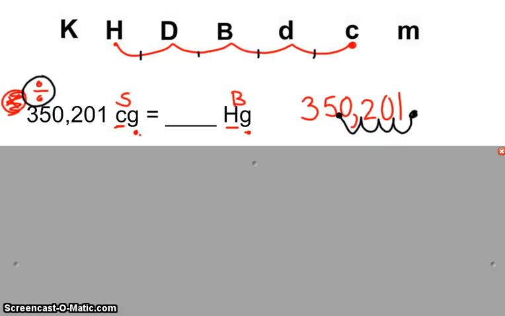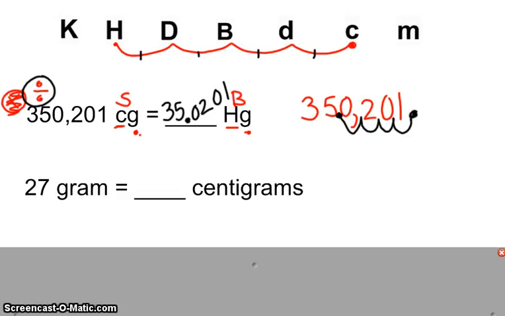Park my decimal. Now this time, the decimal becomes very important because it saves my place. So I go 3, 5, 35, and 0, 2, 0, 1. Oh my goodness, what a number. 35 and 201 10,000ths hectograms. My goodness. Okay, go to another one. That was a harder one than I intended.